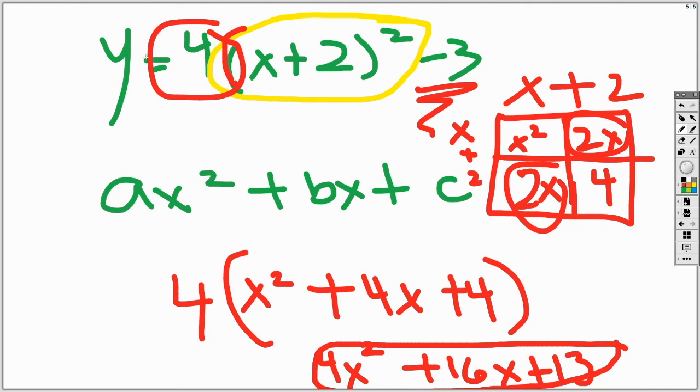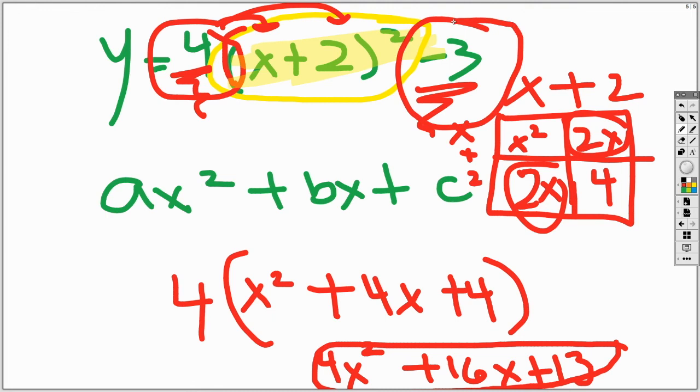Basically, if you want to convert this into standard form, you simply have to break this apart. How you can do that is, first, simplify the squared part. Then distribute it like this. And then finally, do this little part, which would be either adding or subtracting to your c.